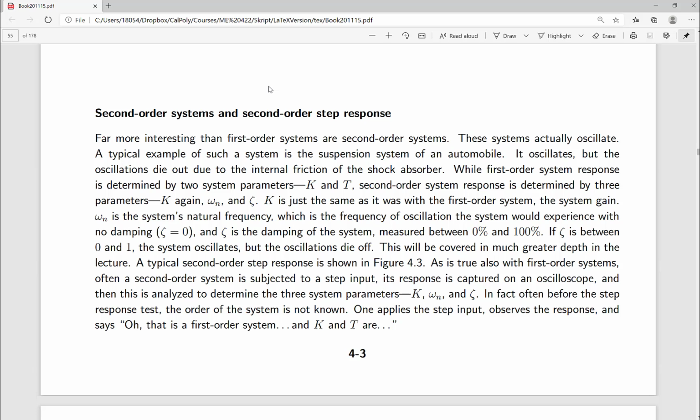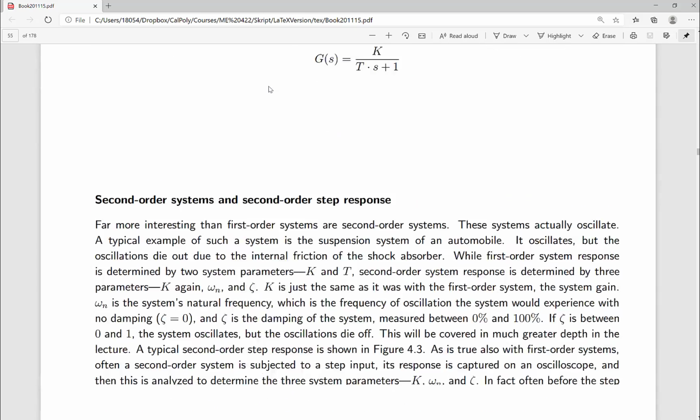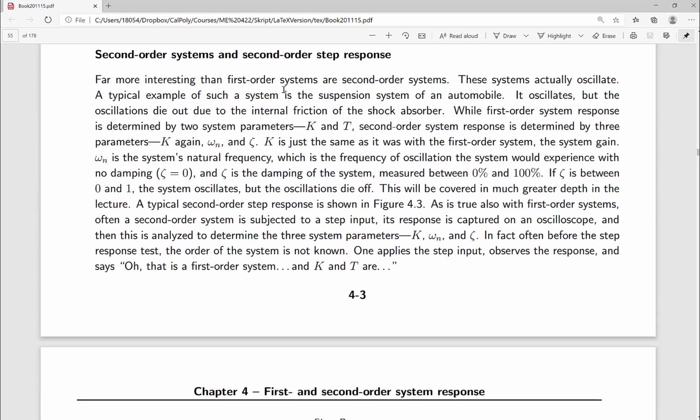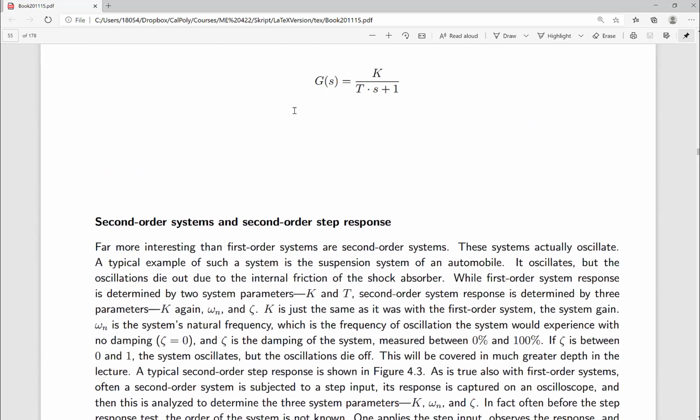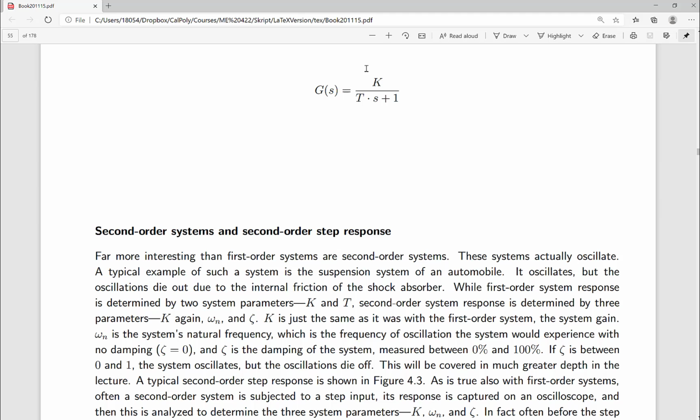So let's start. I'm in chapter 4 of my textbook on control systems engineering, a practical approach. And this is the part that talks about second order systems. The part before this talks about first order systems, okay? And so this part here will cover second order systems, which are different than first order systems. Actually, it doesn't hurt to go back and look at the transfer function for a first order system, which is what this is here.